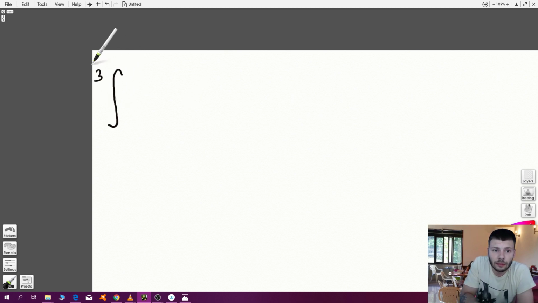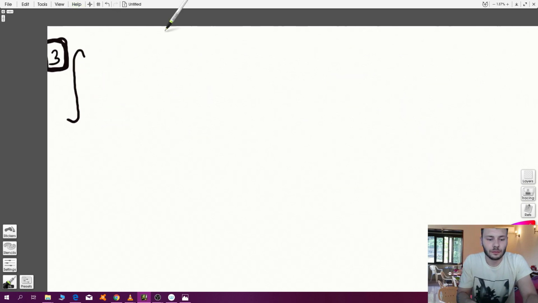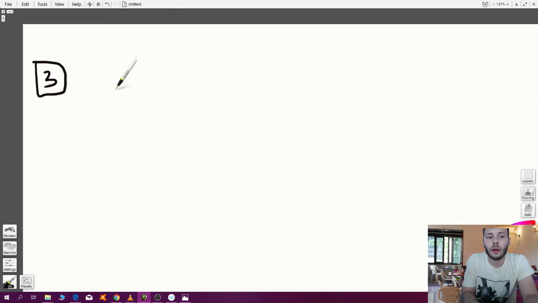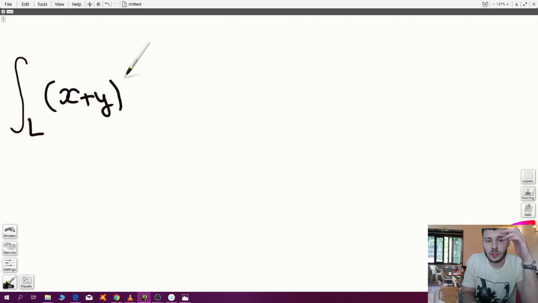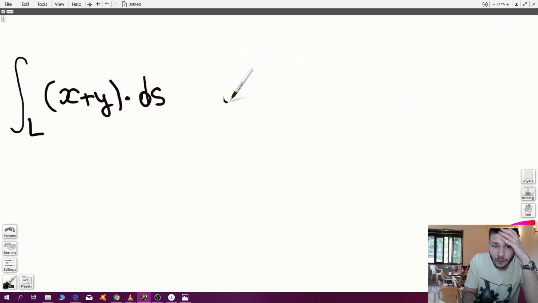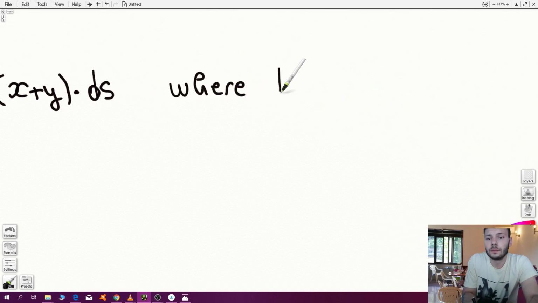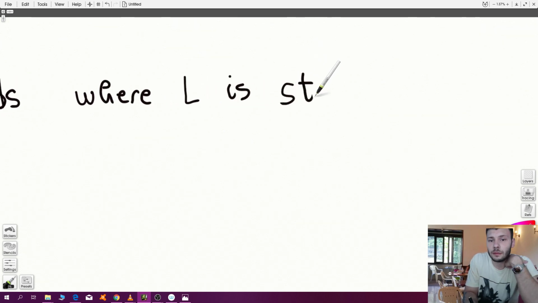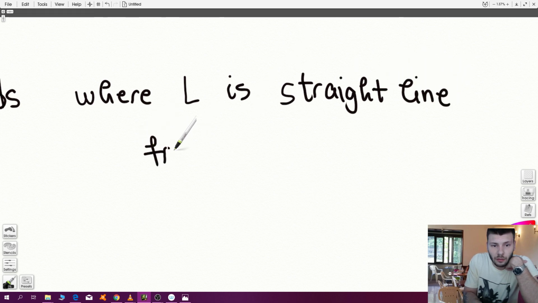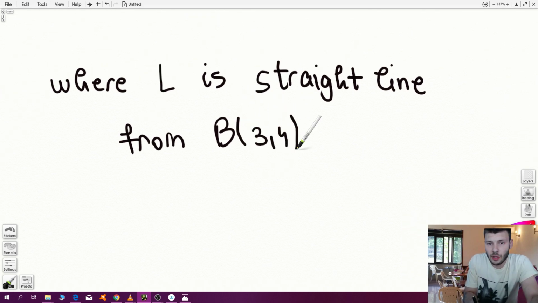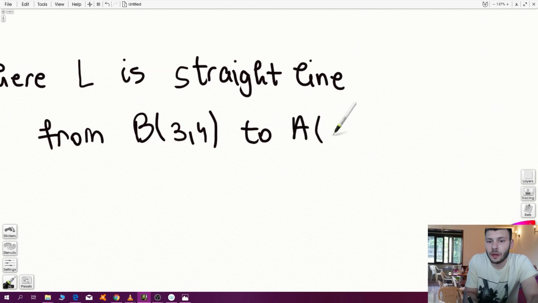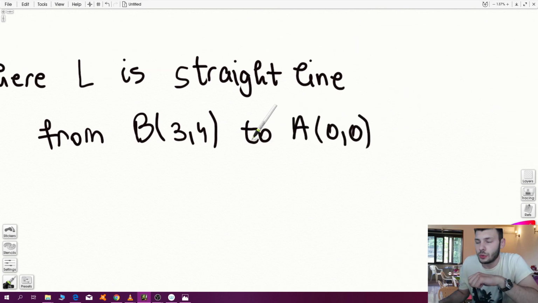So we will do the third problem. We will integrate over the curve L the scalar field x plus y, where L is a straight line from the point B, which has coordinates 3, 4, to the point A, which has coordinates 0, 0.